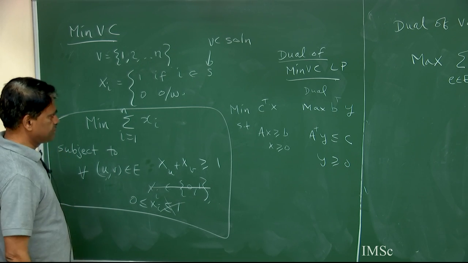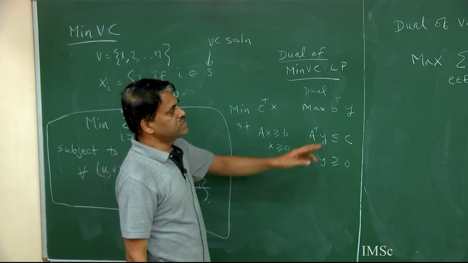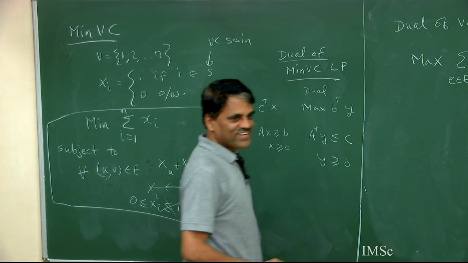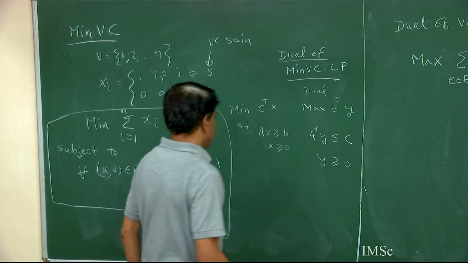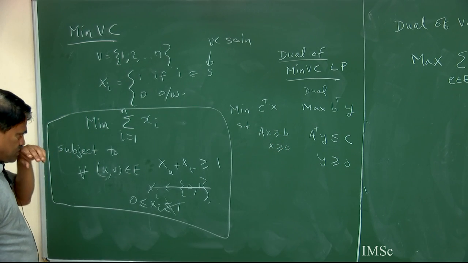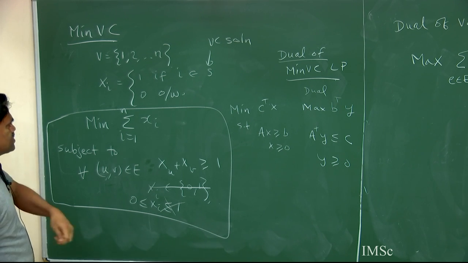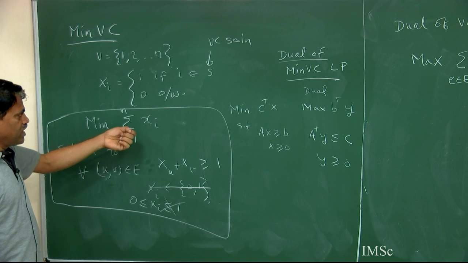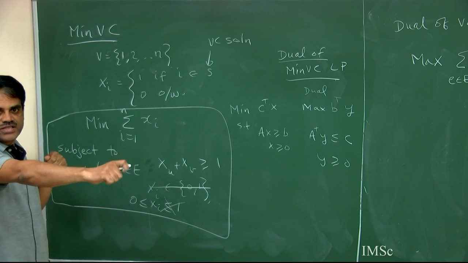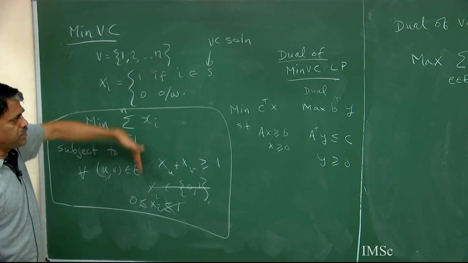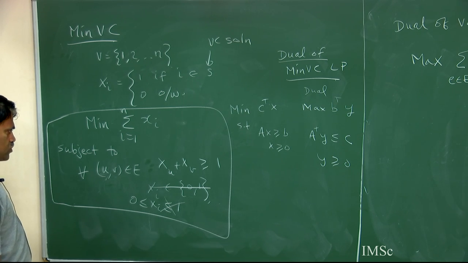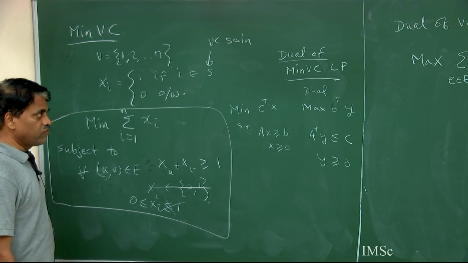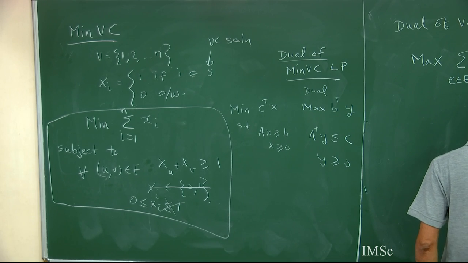What are the constraints? Well, the constraint greater than or equal to becomes less than or equal to. The coefficient becomes the right hand side, so less than or equal to 1. The constraint matrix becomes a transpose of the matrix, right? And the constraints correspond to vertices, because here the variables correspond to vertices. So in the dual, the constraints will correspond to vertices, that correspond to the columns of this matrix. So for every vertex, for every v in V.